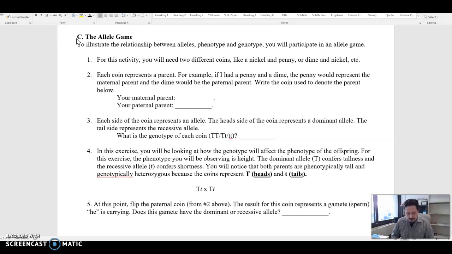So for this activity, you're going to need two coins. I have here a penny and a dime. And it could be any two coins, just make sure that the two coins are different. So you could do a quarter and a penny, or a penny and a nickel, or a dime and a nickel. You just need two different coins. And each coin is going to represent a parent. So for my example, I have the penny here representing the maternal parent, and I have a dime here that is representing the paternal parent. So you can go ahead and write that information right here in the lab manual.